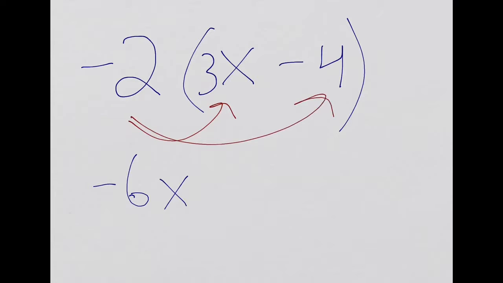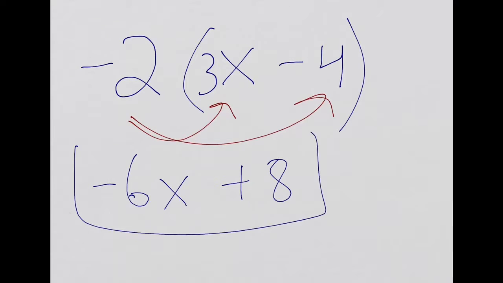My next bit of distributing is a negative 2 times a negative 4. Do these two terms have the same sign? They do. They're both negative. So when I multiply them, it comes out as a positive 8. And this is my final answer.